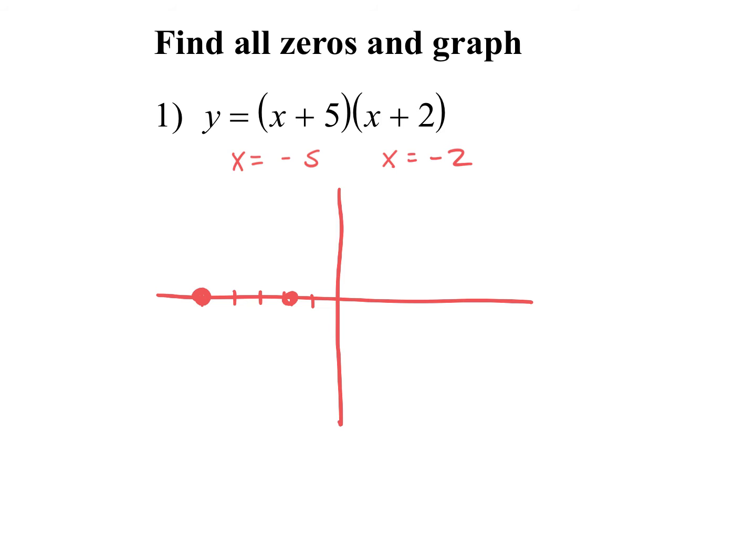And then what's our end behavior here? What do the arrows do? It goes up and up. It's an x squared graph, so it goes up and up. So you have an up arrow going out of the left one and an up arrow going out of the right, and then we just connect the dots in the middle.